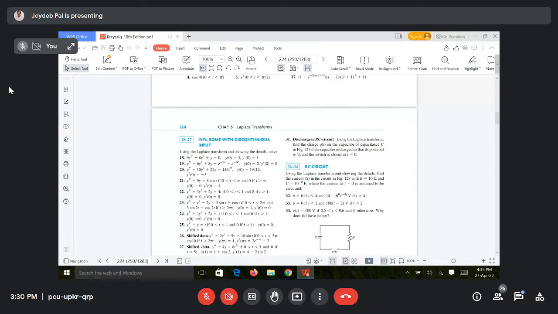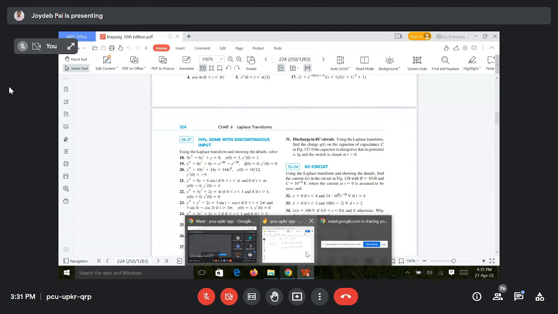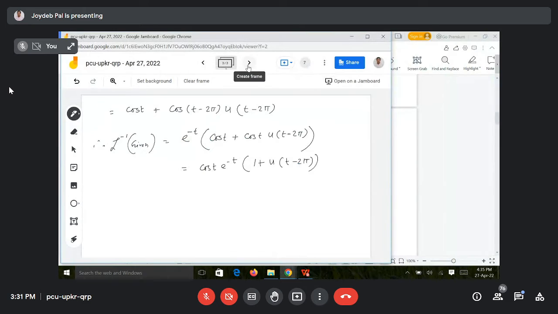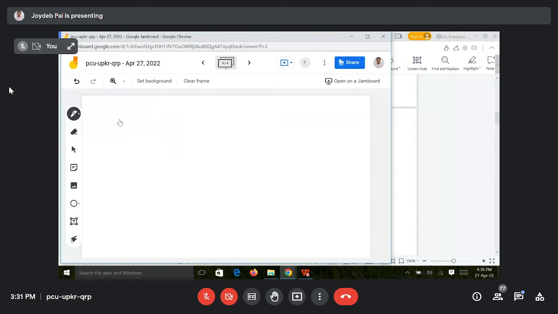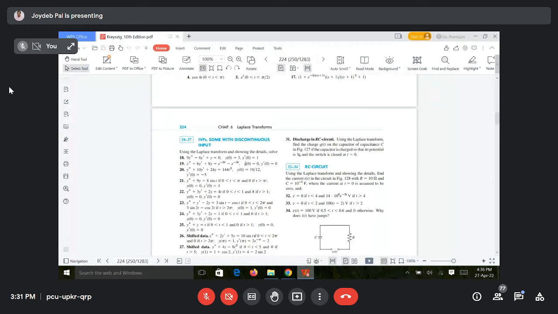I'm showing this. Okay, problem number 21 or 22. So what is the problem you see? 21: y double dash plus 9y is equal to 8 sin t, if t lies between 0 to pi, and 0 if t is greater than pi. So I'm firstly explaining the problem. Is problem number what? 21.